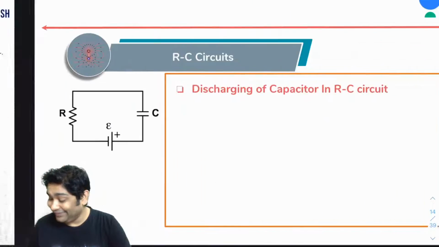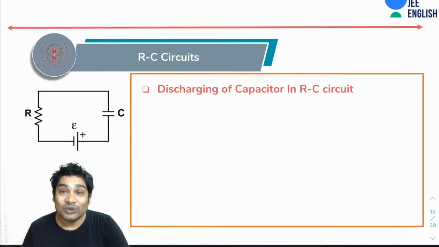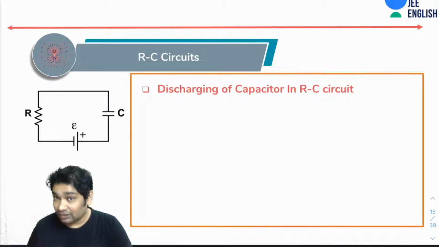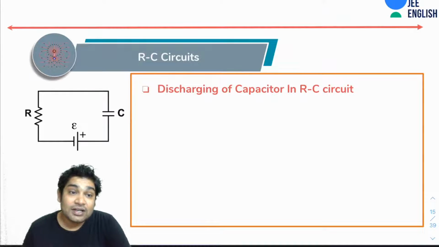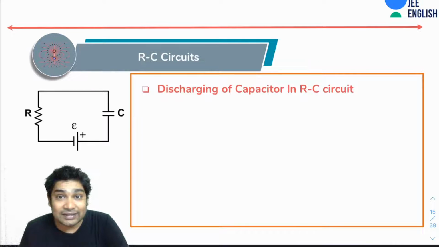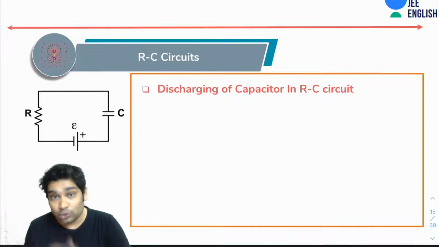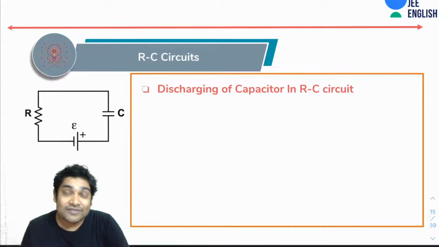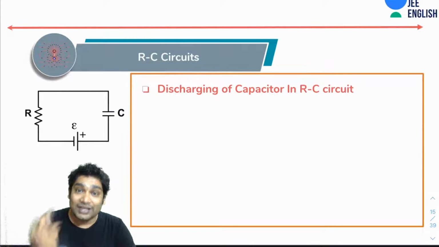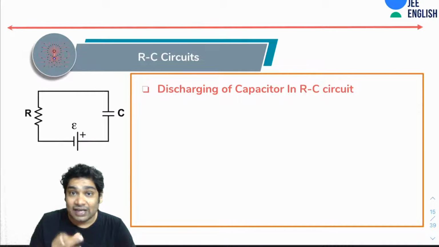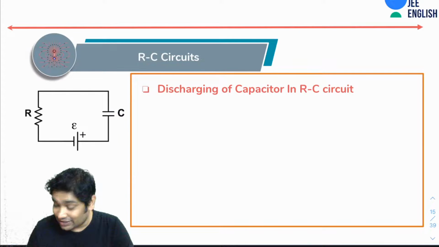All right. Now let's move to the discharging circuit. Once you have charged the capacitor, we always say that a capacitor is a device which is used to store energy. So once I have charged the capacitor, what do I do now? Now I can use that stored energy while I am discharging the capacitor. While discharging, it can cause a current flow across a resistor.